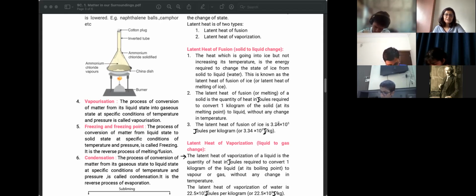You don't have to memorize these values for ice. In case you are given questions about this, you'll be given that. The latent heat of fusion for ice is this much, then calculate how much energy is required, and all that. So you don't have to memorize this. Just know the concept.